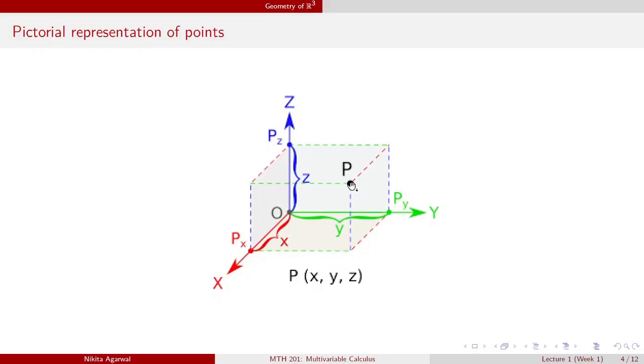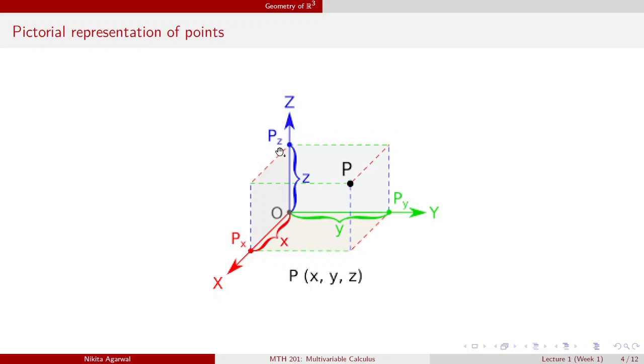Okay, so drop a perpendicular from P to the YZ plane. This perpendicular is actually this red line, right? That is the perpendicular. So you drop a perpendicular from the point P to YZ. This is the red line. Okay, now you look at this line here on the x-axis.